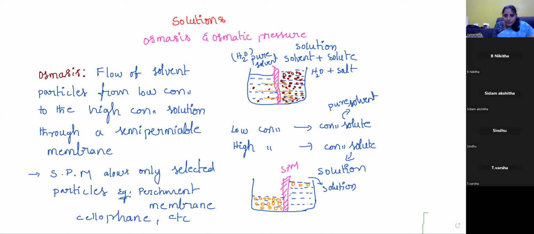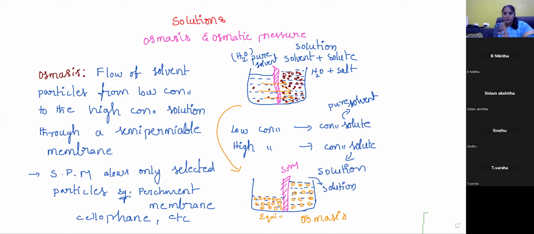Here, see, this is solvent and solute. This is known as what, my dears? Osmosis. What I told you, the osmosis process happens up to attaining the equilibrium state. From this diagram to this diagram, if you observe, this is the equilibrium state. Understand all of you what I am saying? One more time: flow of solvent particles from low concentrated solvent to the high concentrated solution through a semi-permeable membrane.